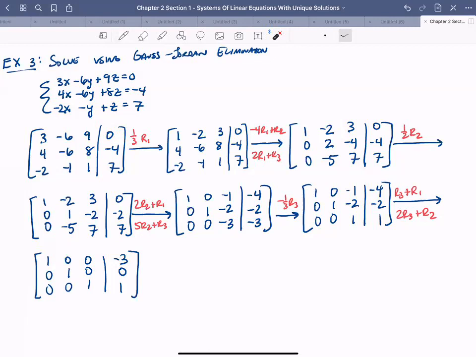Next, after we do this, we multiply this row by 2. And then when you add those two together, you get 0. Multiply this by 2 and add those two together, you also get 0. That's where we're at there.